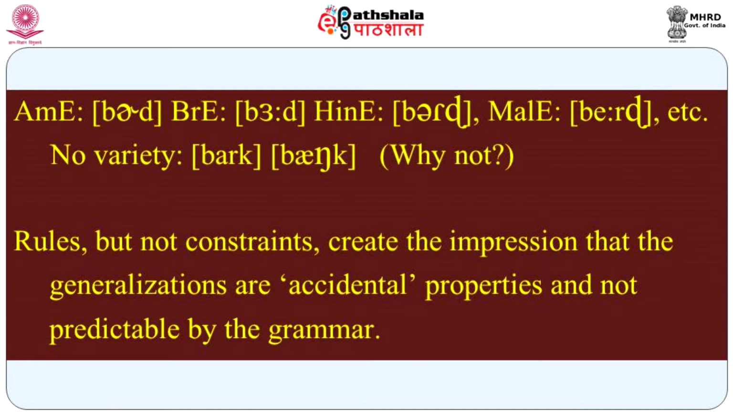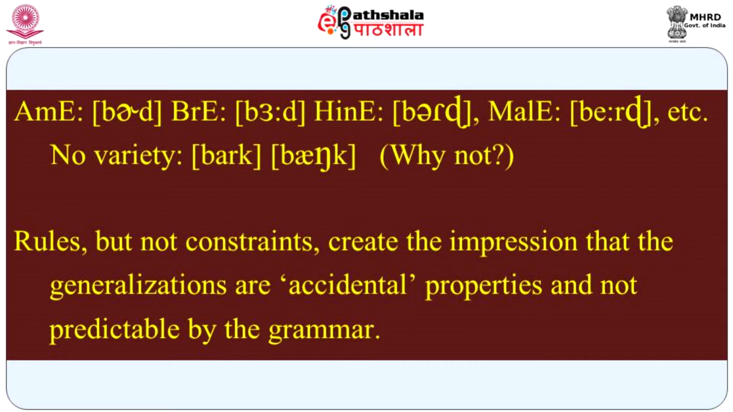Now, based on the constraint rankings, we have different pronunciations as you see them on the screen. American English, British English, Hindi English, Malayali English, etc. What we find is that no variety exists that pronounces that word as bark or as bank, and we wonder why not, because these will not be allowed. These will be totally ruled out by the constraint. And one of the things that we want to do here is to understand why not.